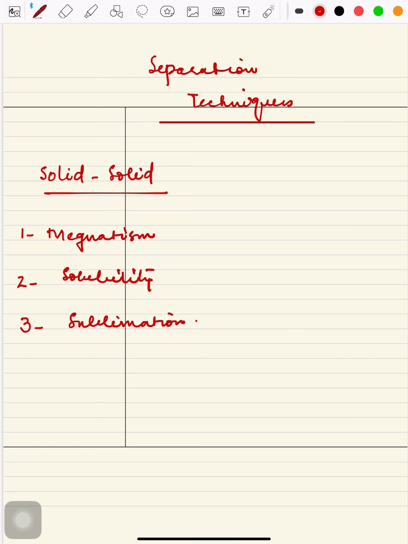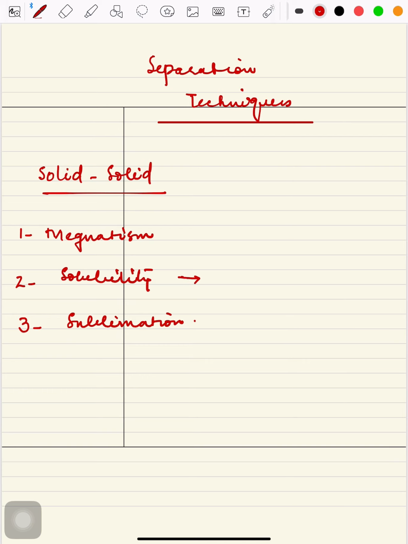Okay, and then number 2 is called solubility. Now, for solubility, I am mentioning here very clearly, for example, you have NaCl and sand. First of all, let me tell you very clearly that the chemical formula of sand is SiO2, I mean silicon oxide or silicon dioxide. Both names are correct. Now, back to NaCl.